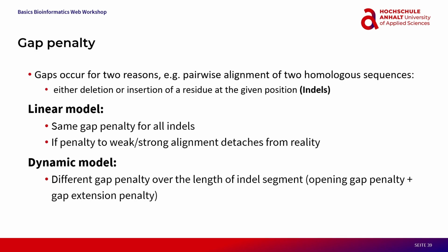Another important parameter for evaluating the alignment is actually the part that does not even align. I'm talking about the gaps. Gaps usually occur for two reasons. If you're looking at a pairwise alignment of two homologous sequences, either one of them has had a mutation that shows a deletion or an insertion of a residue at the given position. Since it's not always clear or important whether it's an insertion in sequence A or deletion in sequence B, these regions are commonly referred to as indels.